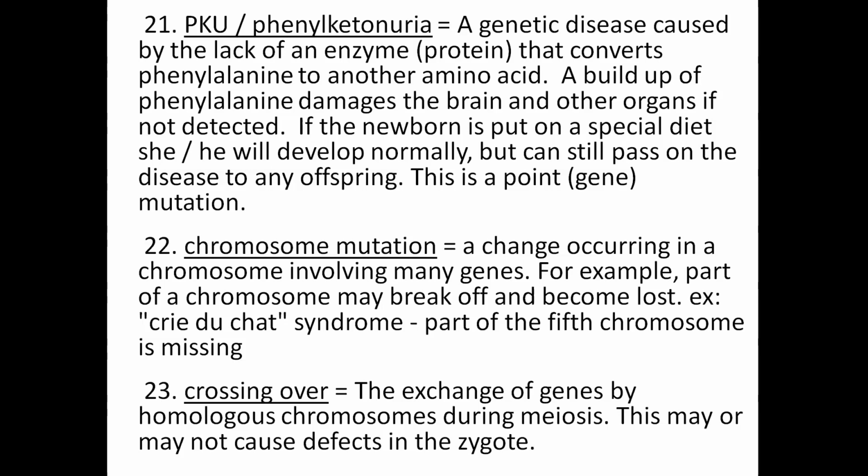Number 22 is chromosome mutation. This is a change occurring in a chromosome involving many genes. So we have not just a single gene that's mutated, but a whole portion of a chromosome, such as Cri-du-chat syndrome, which you can Google. And then 23, crossing over. This is a process during meiosis that creates more genetic diversity. It happens in prophase 1 of meiosis.